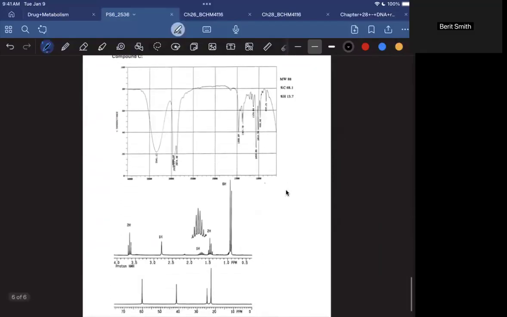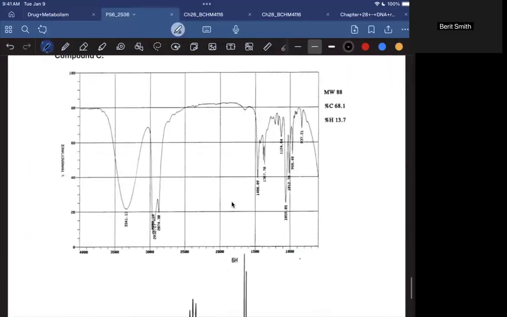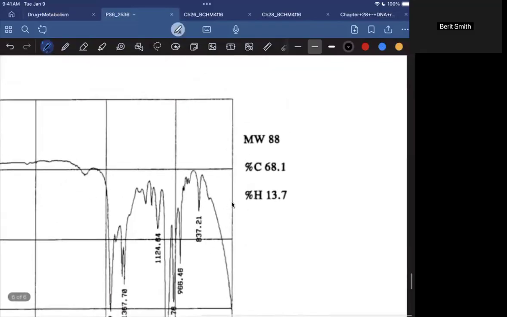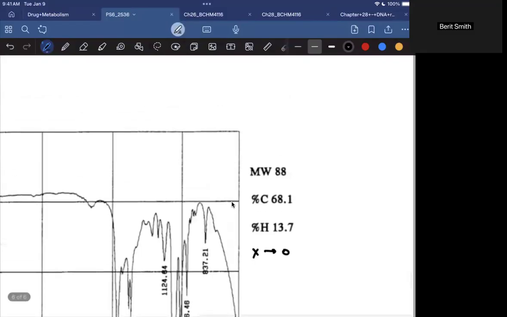Okay, so last one. This one, right off the bat, I can just look at this and I see this giant OH peak right there. So I know there's going to be an oxygen in there somewhere. So looking at the molecular weight, I can already assume that the missing piece is going to be an oxygen, just because I see that peak.